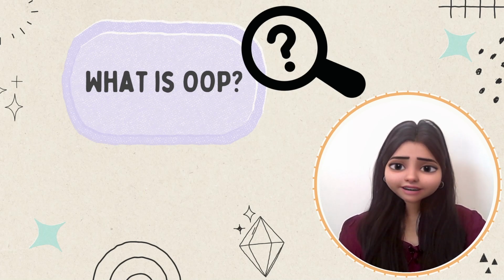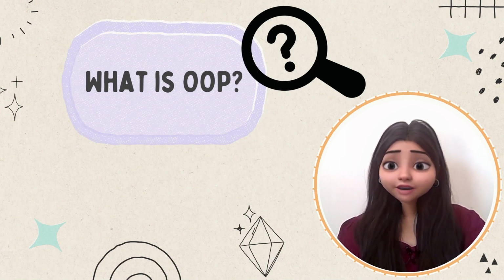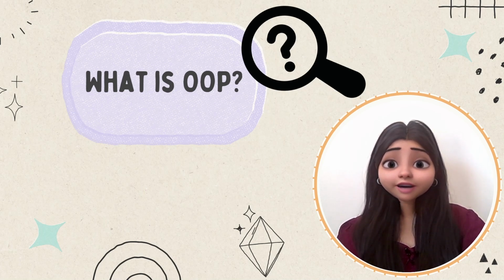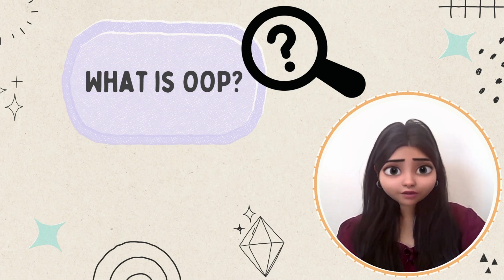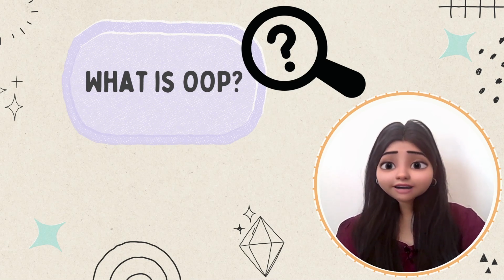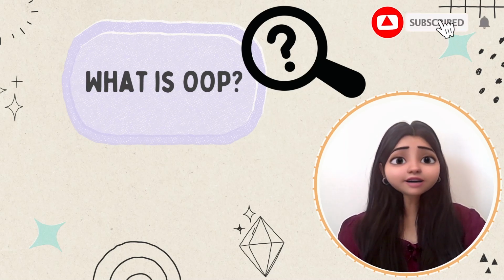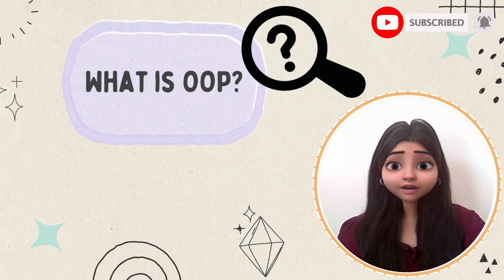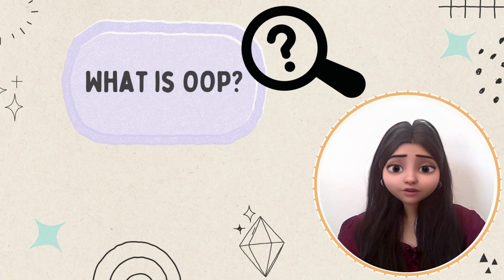In simple terms, object-oriented programming is a way to design your code by thinking about it as objects similar to real-world objects. The four main ideas in OOPS are encapsulation, abstraction, inheritance, and polymorphism. So let's explore each one with simple examples in C++, understand why they are useful, and look at some real-world application. So let's get started.